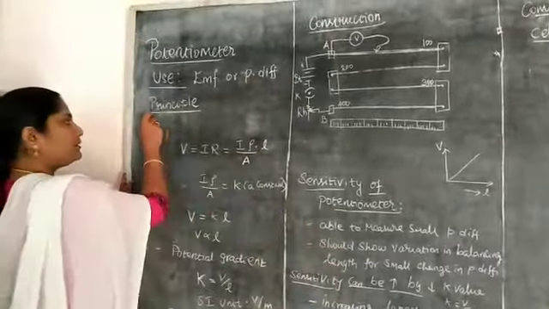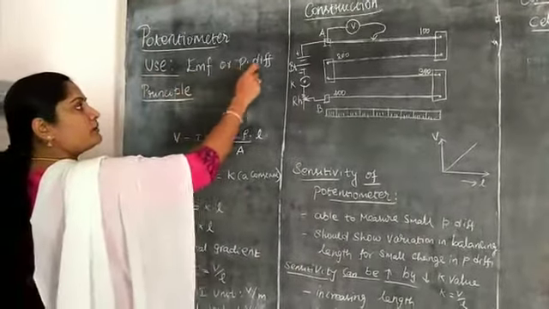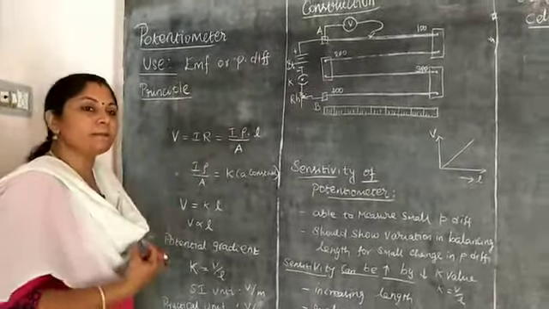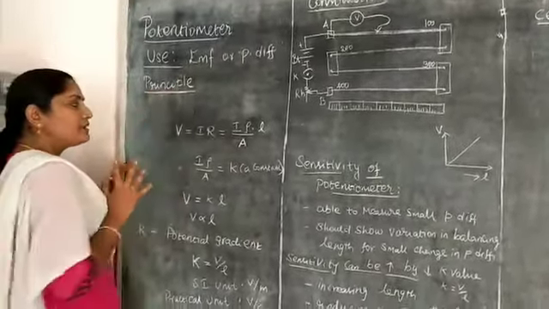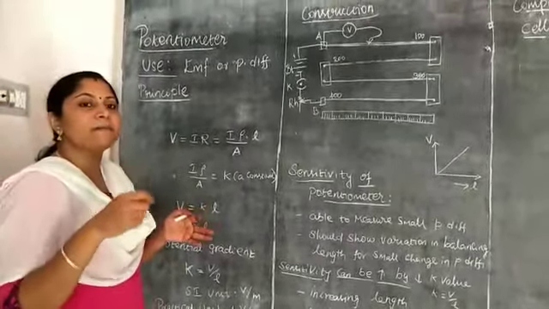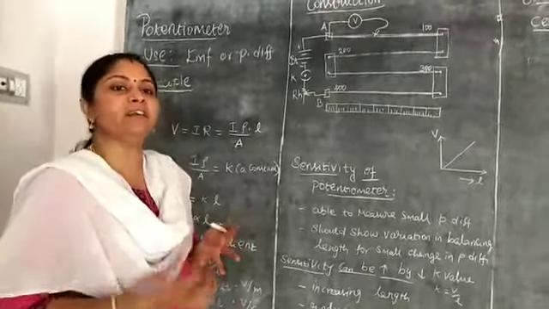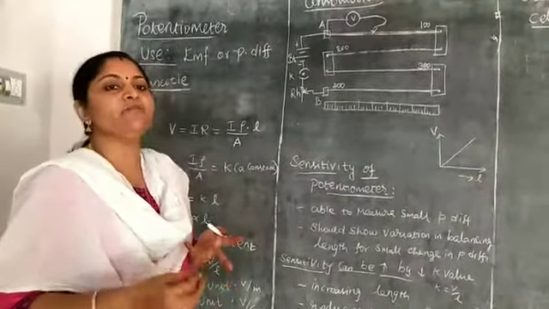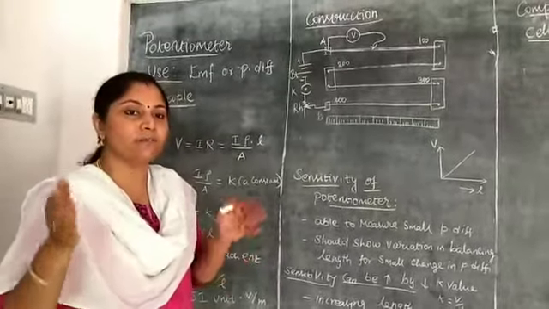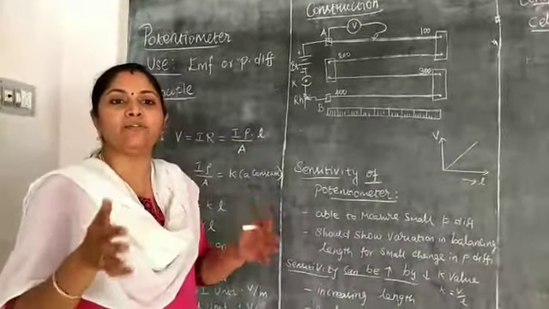Now, I will tell you the principle of this potentiometer in order to measure the EMF or potential difference. How does it measure the EMF or potential difference? The main principle is that the potential difference between the 2 points is directly proportional to the length. When we consider a particular material with uniform cross-sectional area, when a constant current flows through it, the potential difference between the 2 points of the wire is directly proportional to the length of that part.